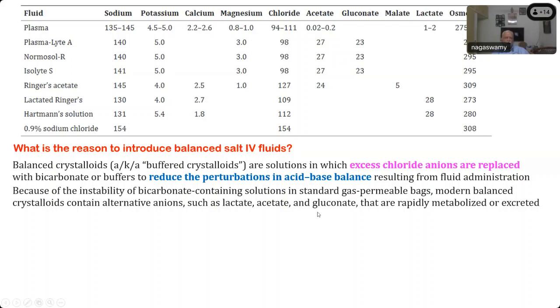Whereas bicarbonate, what is the mode of elimination of bicarbonate? When do you administer bicarbonate? To correct acidosis, isn't it? So how does it get eliminated? Renal. Bicarbonate goes out by renal. NaHCO3. You inject sodium bicarbonate into a patient, what will happen? How is it getting eliminated?